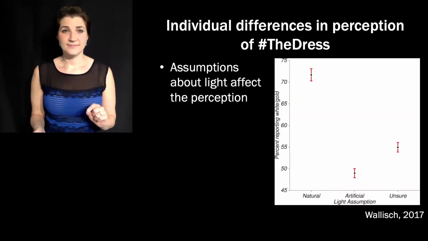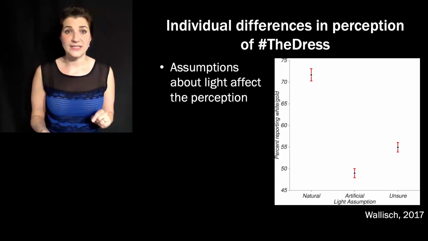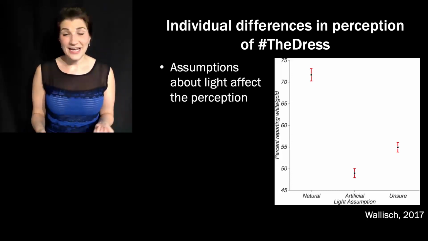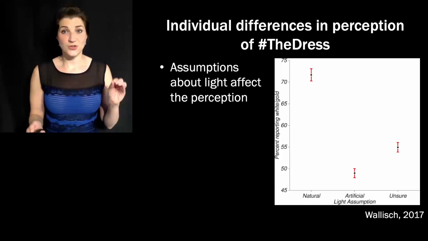how they perceive it. So here's data showing how the nature of the assumed illumination affects perception of the dress. And what you can see is that people who assume that it is natural light are far more likely to interpret the dress as being white and gold. All right, so now we can look at how this relates to the circadian rhythm.